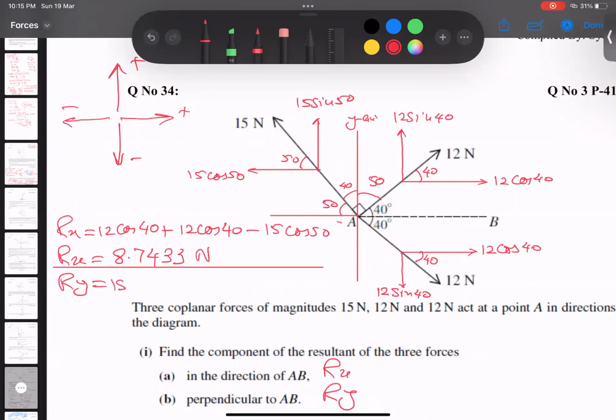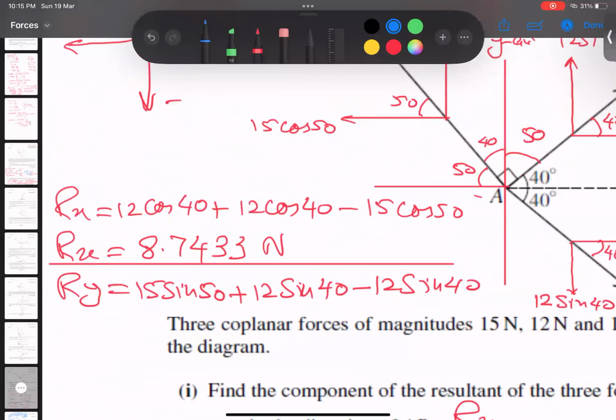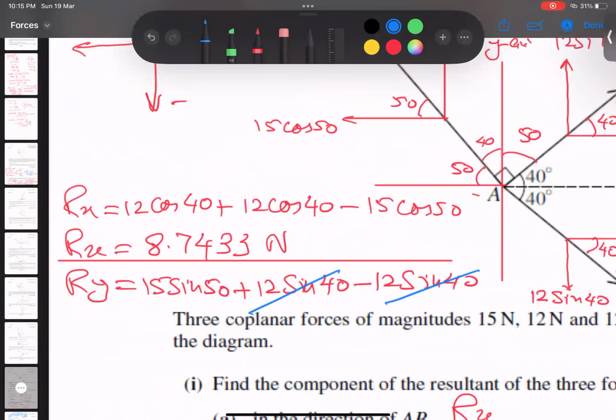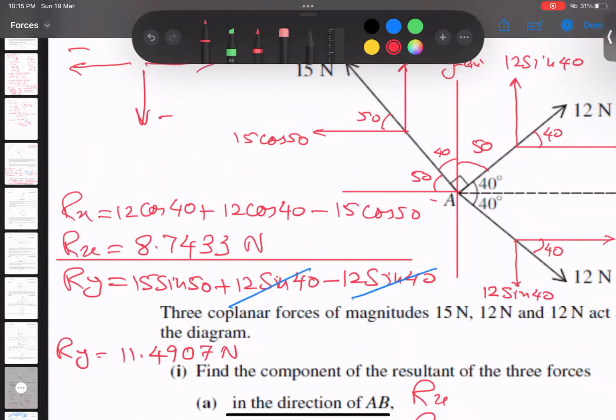So 15 sine 50 plus 12 sine 40 minus 12 sine 40. Hold on. This is the same, and so cancels out because same values, opposite sign. And I can say I got Ry in no time: 15 times 2 sine 50, which is 11.4907 newtons. So I got both values.